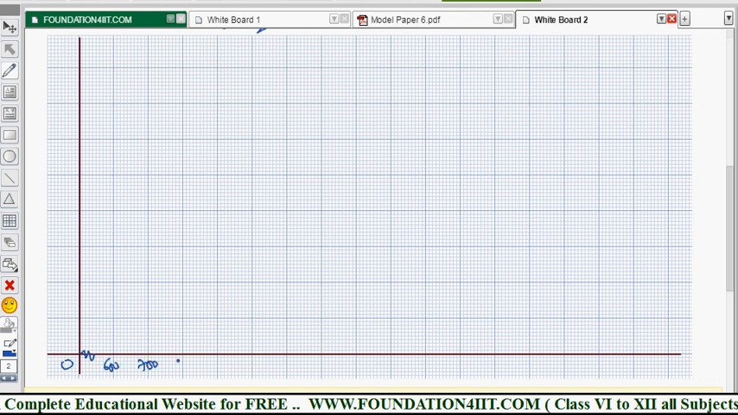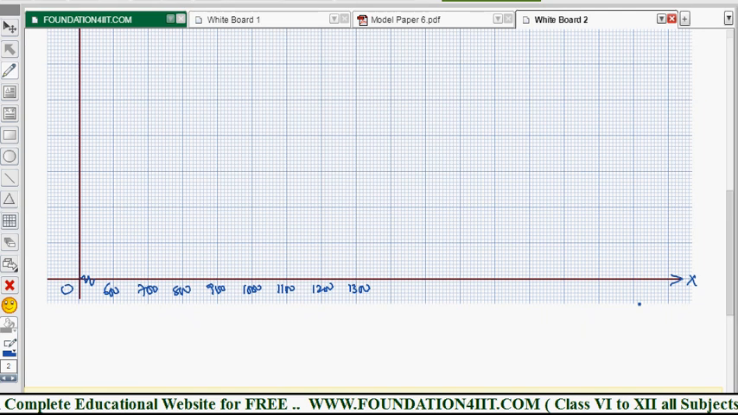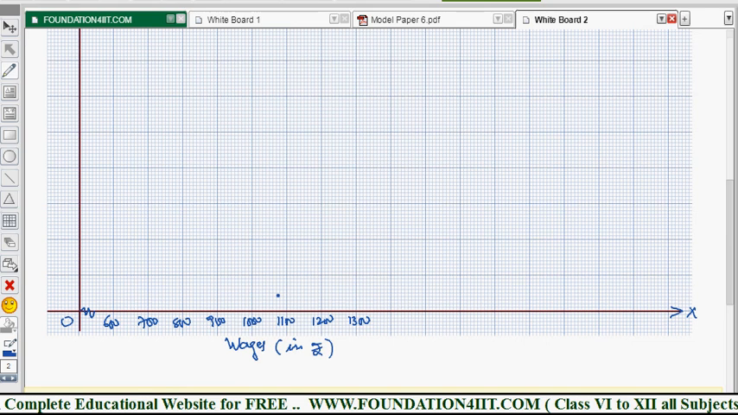600, 700, 800, 900, 1000, 1100, 1200 and 1300. Okay, these are on the x-axis. This is the wages in rupees. And the number of employees is on the y-axis. So the number of employees is 470.